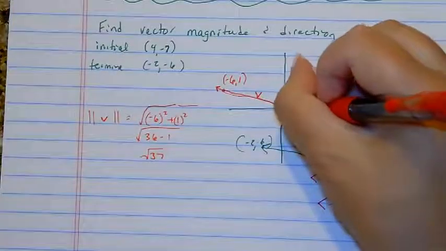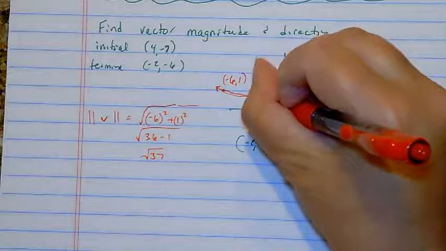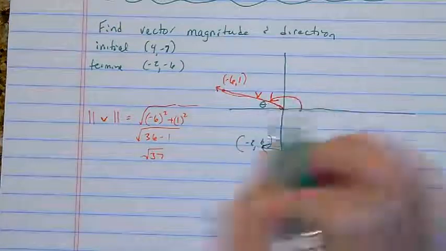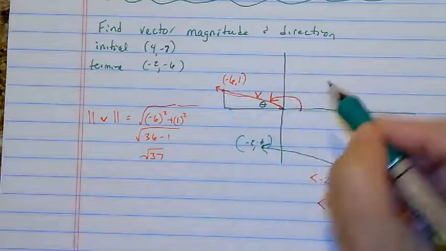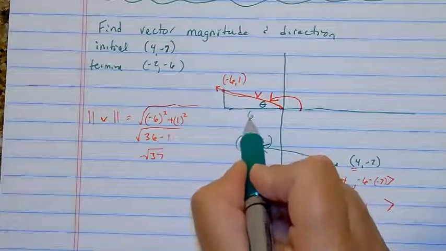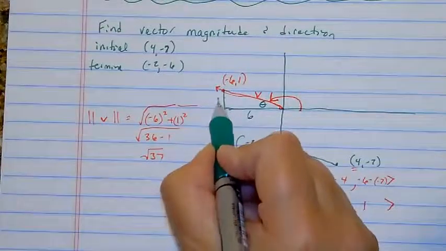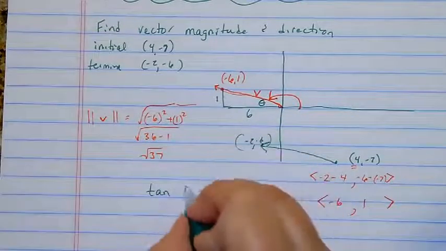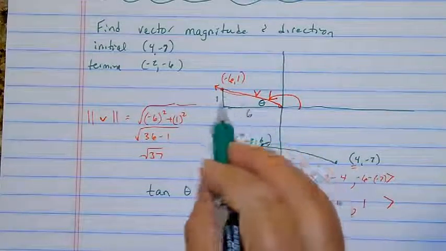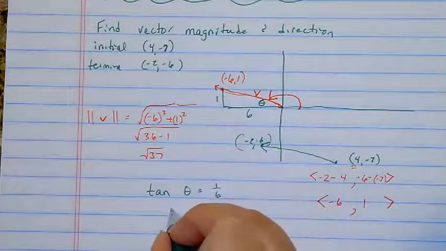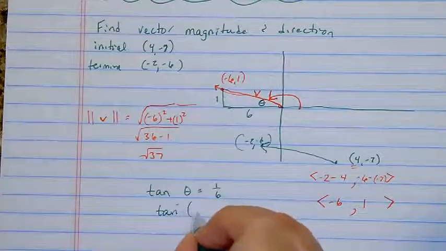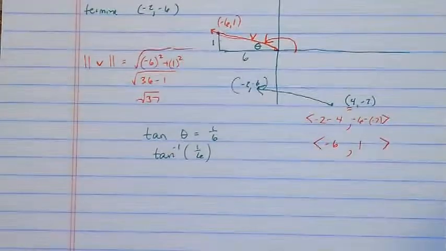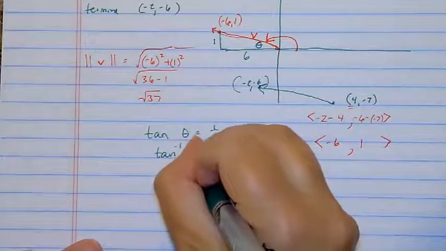The next thing I want to find is the amount that this angle is. So the first thing I'm going to have to do is find the measure of this angle right here. And I'm going to do that by drawing in a triangle. I know that the length from here to here is 6 units, and the length from here to here is 1 unit. So to find this angle, I'm going to do tangent of theta equals opposite over adjacent. So I can find that angle theta by doing inverse tangent of 1/6. And when you plug that into your calculator, you'll find that that angle is actually 9 degrees.